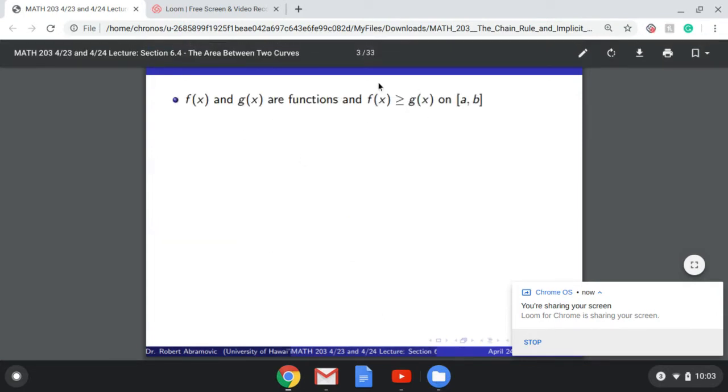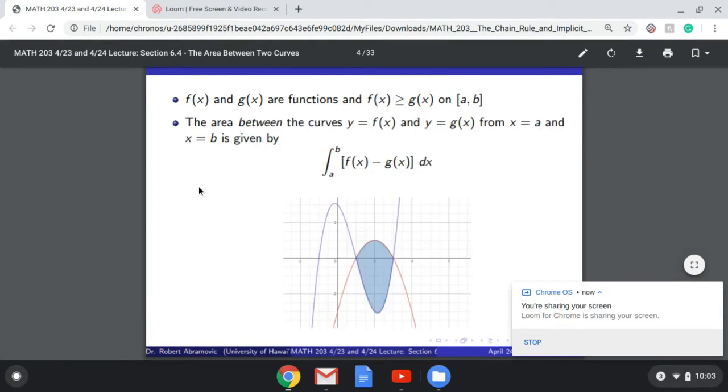We have two functions. F is always larger than or equal to g on the interval from a to b. The area between the curves y is f and y is g from x is a to x is b is given by this definite integral, and it's represented by this region here that is shaded blue. F is the top curve, the red curve, and g is the bottom curve, the blue curve.